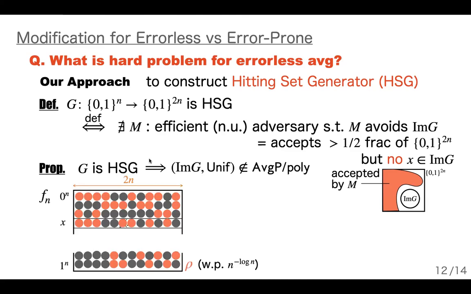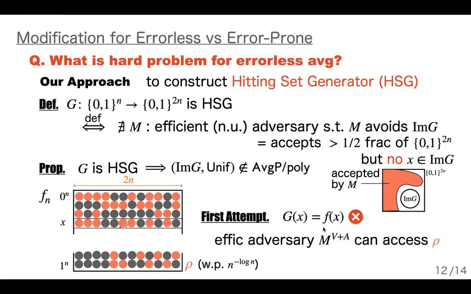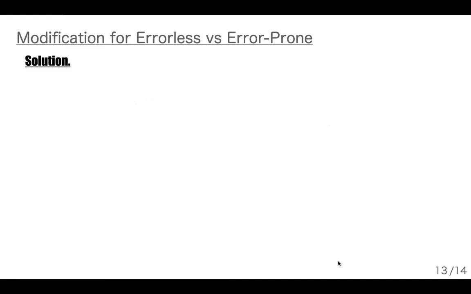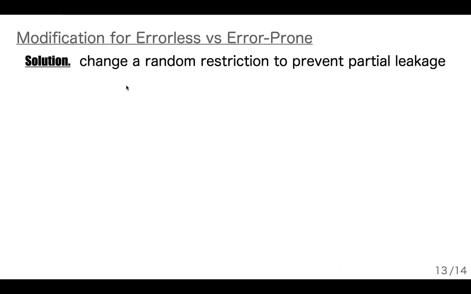And the first attempt for this is to consider this F as a hitting set generator. But this does not hold because an efficient adversary can access the random restriction rho by using A. And this rho has partial information of the function, the value of F(x) for every x with high probability. And this partial information is indeed sufficient for breaking the hitting set generator.